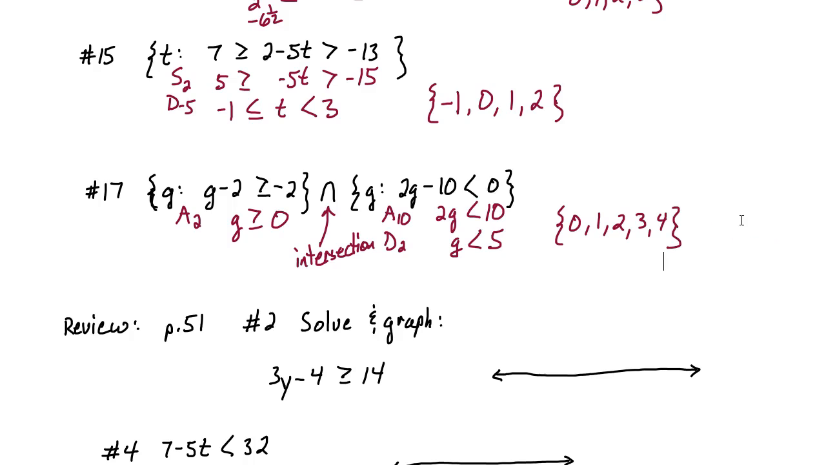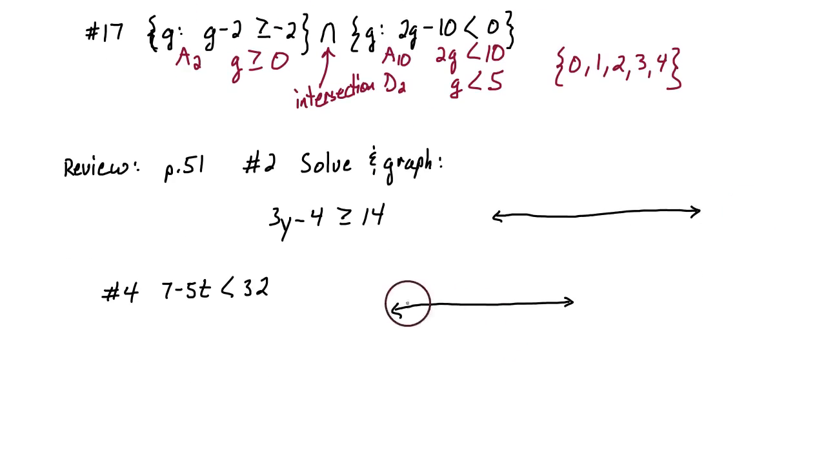For the review assignment, we go back to page 51, and we have an inequality which we're going to solve and graph. First, add 4. So we get 3y is greater than or equal to 18. Then divide by 3. So y is greater than or equal to 6. Find 6, put a closed dot, shade to the right.